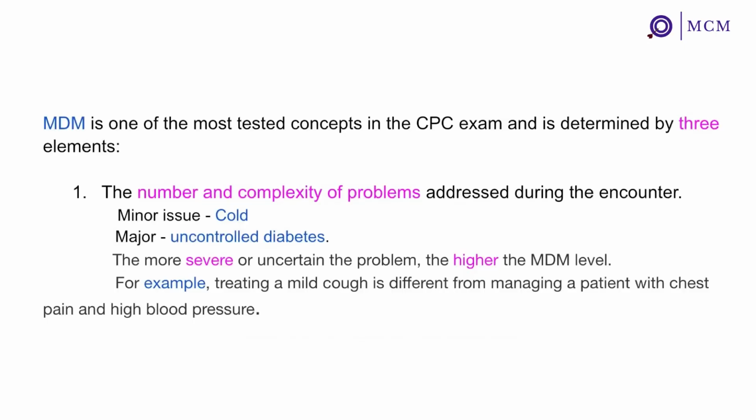Let's get started. MDM is one of the most tested concepts in the CPC exam and is determined by three elements. The first thing to consider in MDM is the number and complexity of problems the provider is dealing with. Is it a minor issue like a cold or something more serious like uncontrolled diabetes? The more severe or uncertain the problem, the higher the MDM level. For example, treating a mild cough is different from managing a patient with chest pain and high blood pressure. The more complex the condition, the more critical the decision-making process.